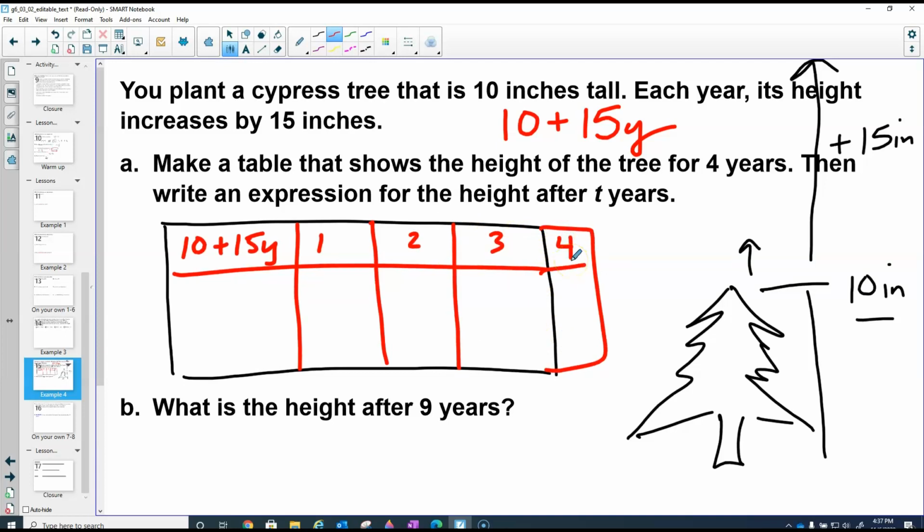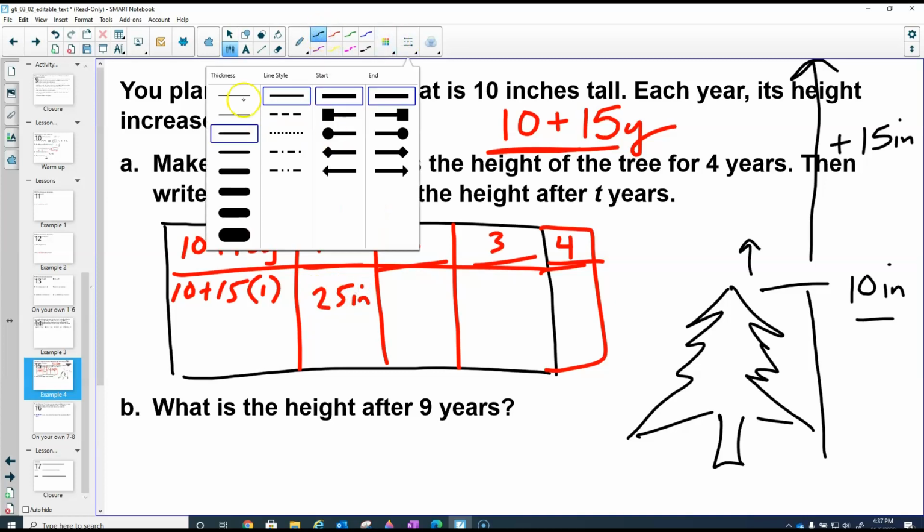So then I want to plug in the year is going to be y. Okay, so this is y. These are my variables, 1, 2, 3, and 4. And I'm going to plug that into my equation each time. So if my first one is 10 plus 15 times 1, PEMDAS says 15 times 1 is 15 plus 10. So I know that in 1 year, the tree is going to be 25 inches tall.